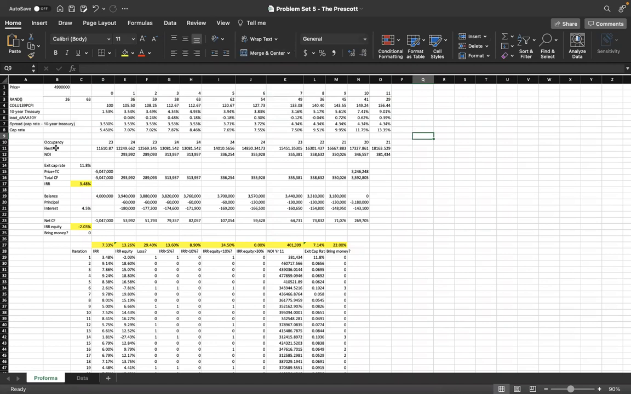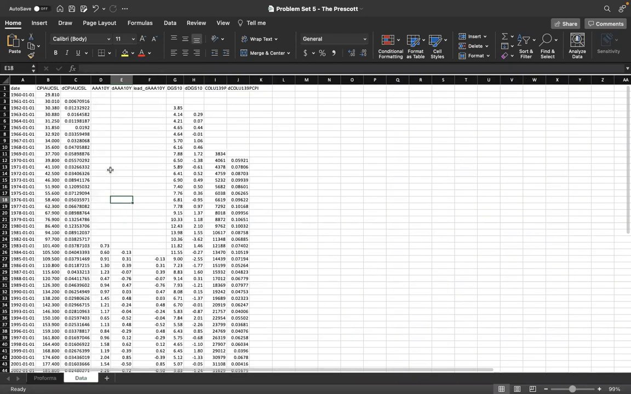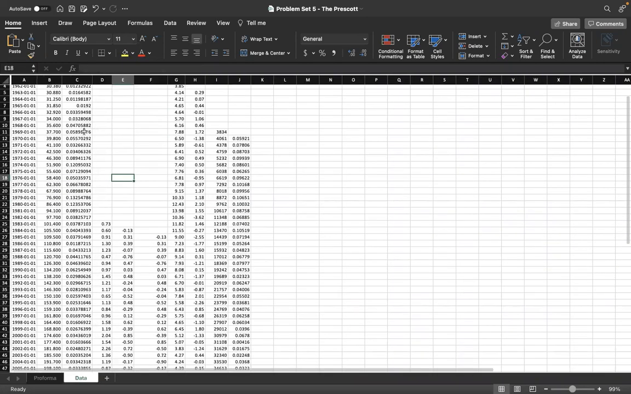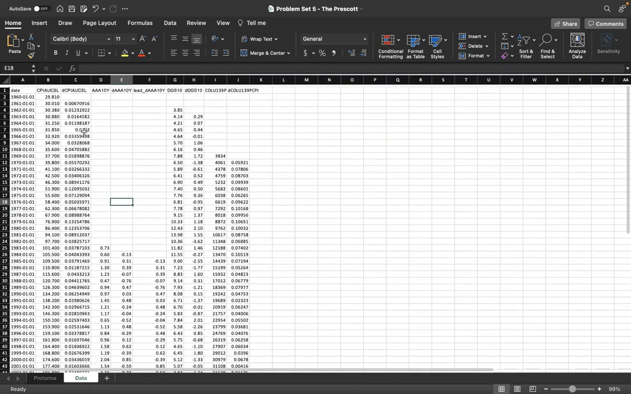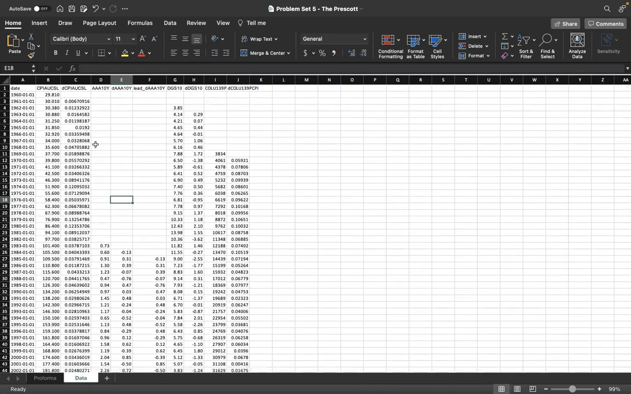And for other things like rent and NOI, and maybe the total cash flow, they are derived from other numbers that I already simulated. So let's get started. In sheet 2, I collect all the time series at annual frequency from FRED.